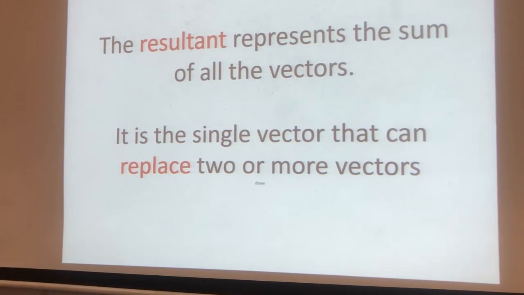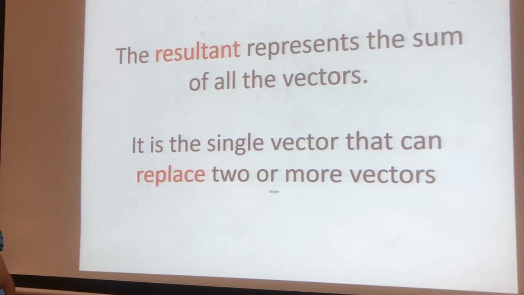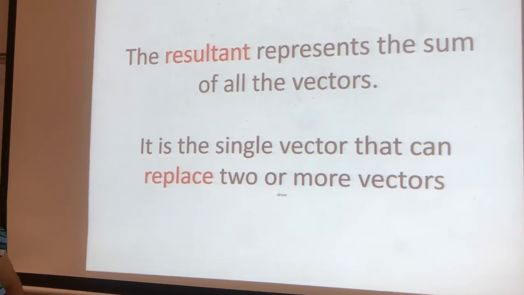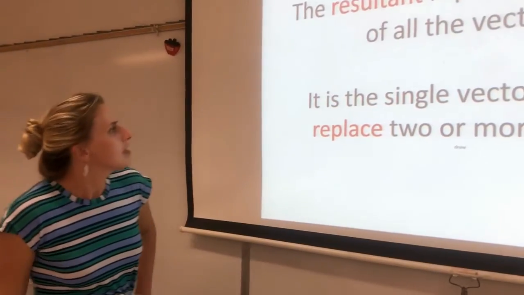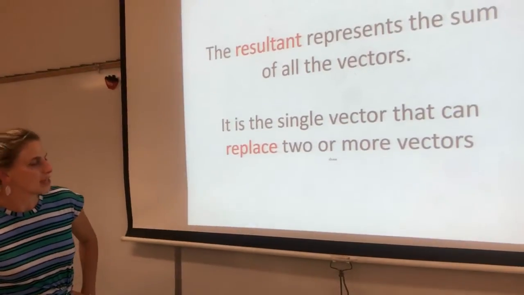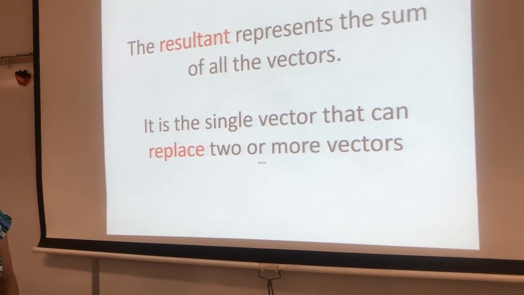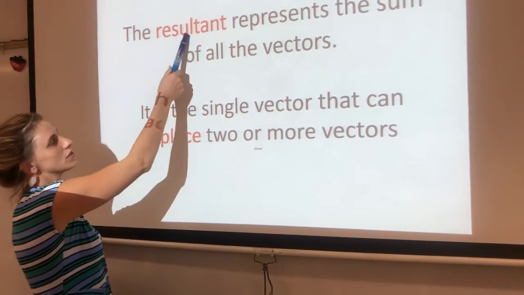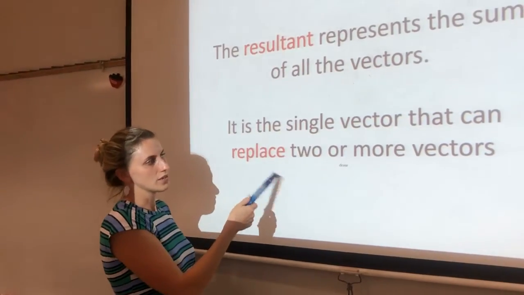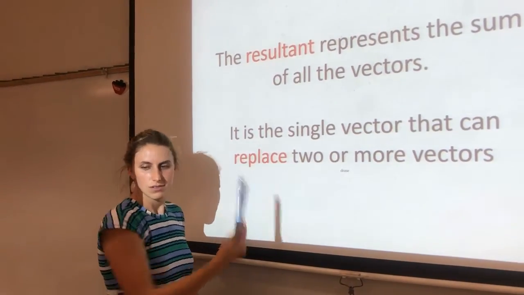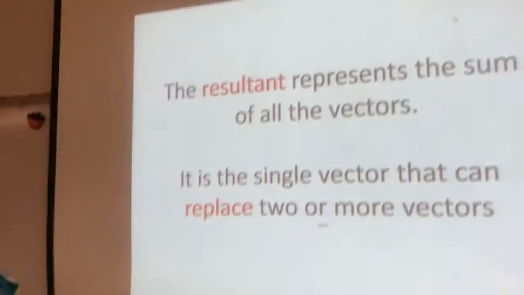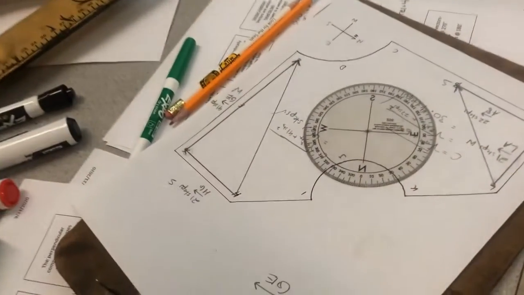The resultant represents the sum of all the vectors. We know that, we just did that. We added up our stuff. It is the single vector that can replace two or more vectors. So it's almost as if the resultant represents those two vectors. It's like the answer to an addition problem, except you're adding arrows.